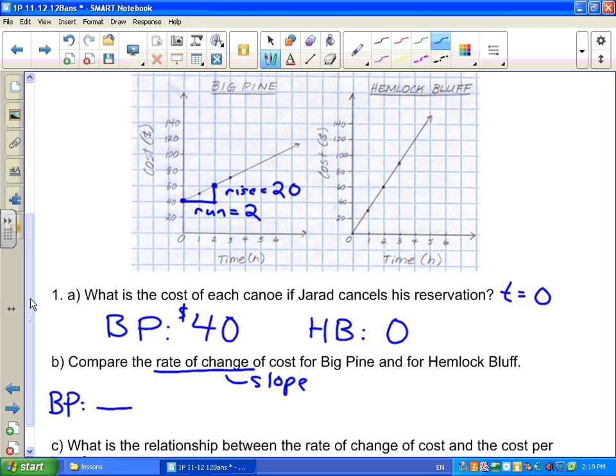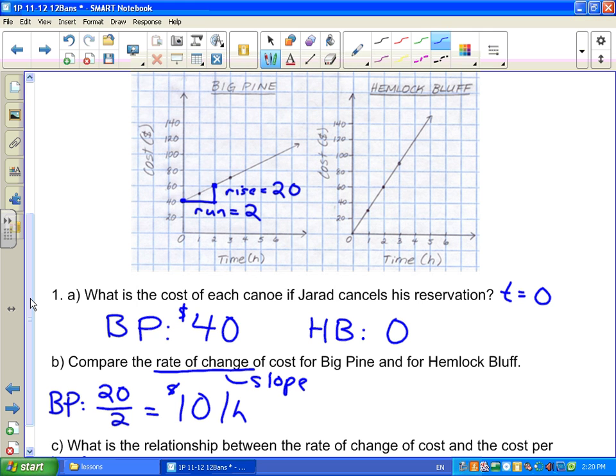Exactly. So then we go down here to calculate our slope. Our slope is going to be rise over run. So 20 over 2 is going to be 10. So our rate of change is $10 per hour.